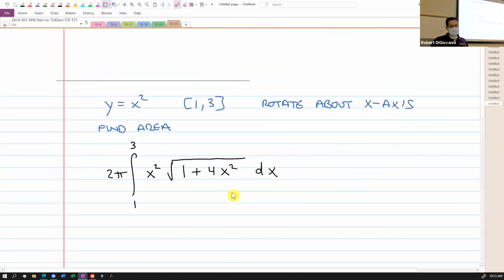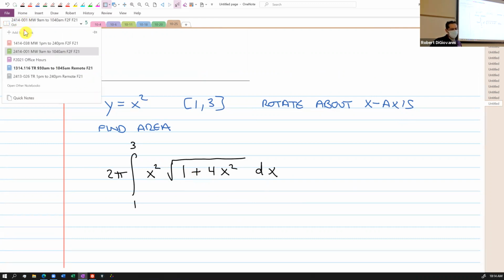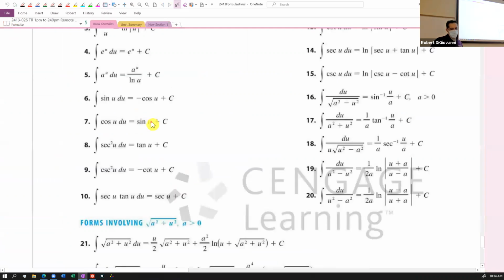Here, this integral is worse, isn't it? This would take trig sub for sure. We would have to, because we don't have a formula. Well, I don't think we have a formula for this, do we? I don't think we do. Oh my gosh, we do. We do, formula 22. I left my book in the office.